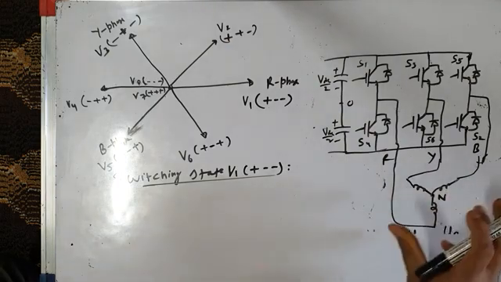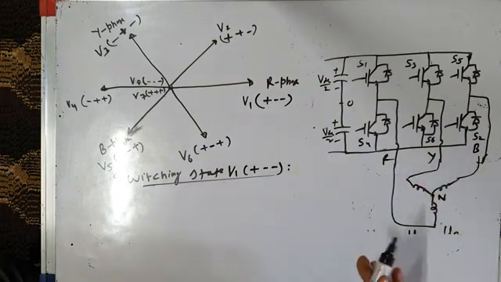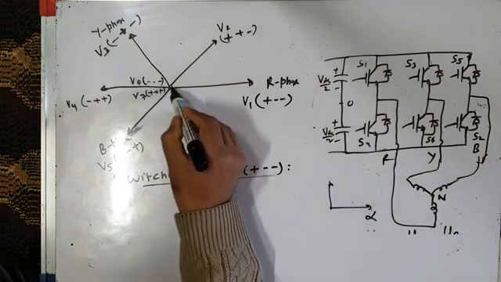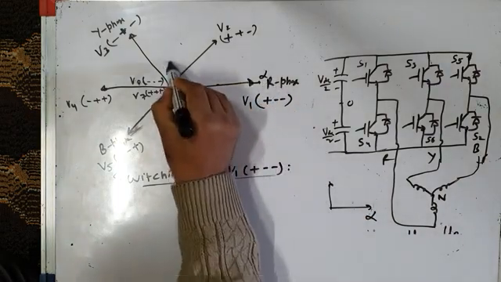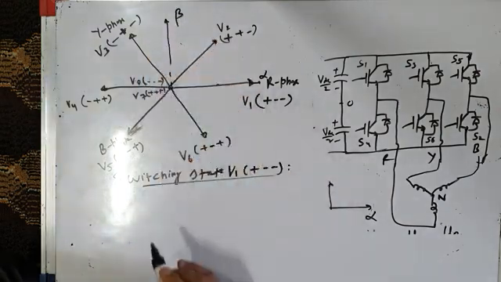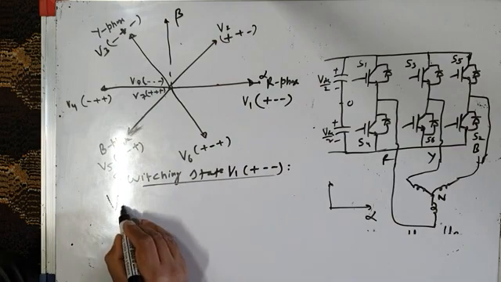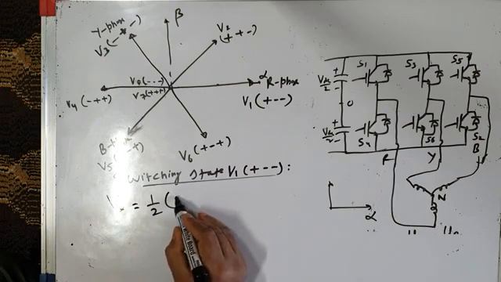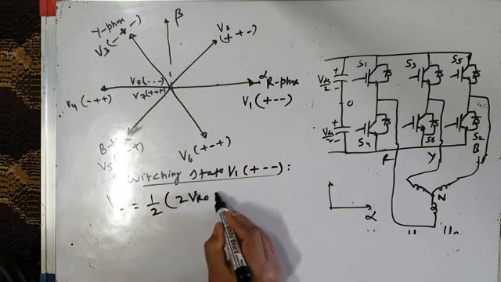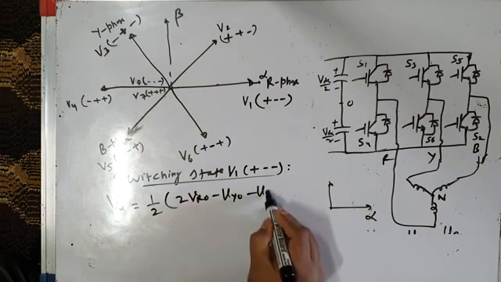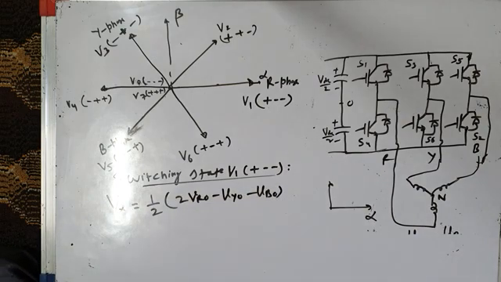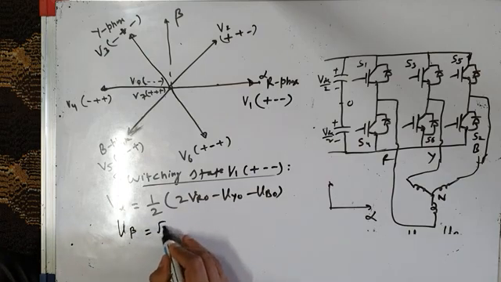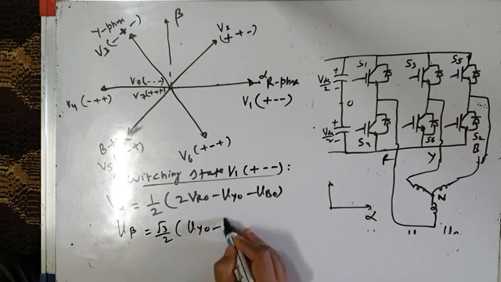So I don't want to work in terms of three-phase quantities. I want to work in terms of two-phase quantities in alpha beta reference frame. This is my alpha, this is my beta. I want to work in alpha beta reference frame. So just few moments back, we have written V alpha equal to, what was V alpha equal to? That was probably 1 by 2 times 2 VRO minus VYO minus VBO. Let me check it. Yeah. And V beta was equal to root 3 by 2 times VYO minus VBO.